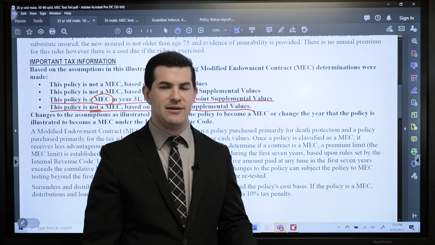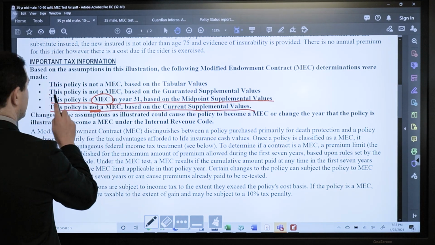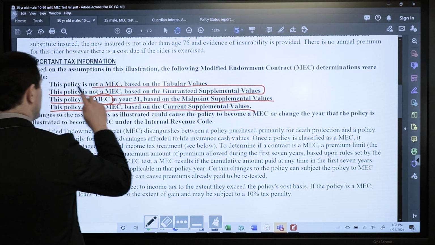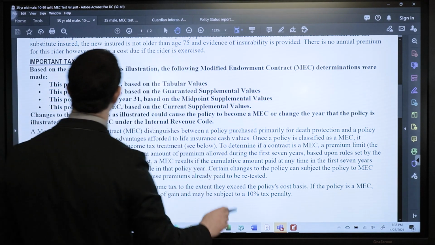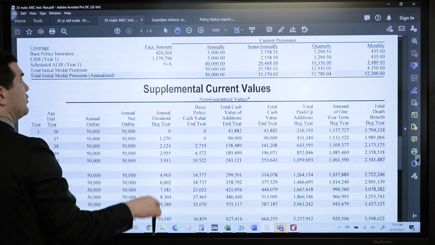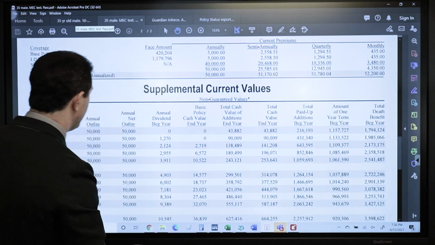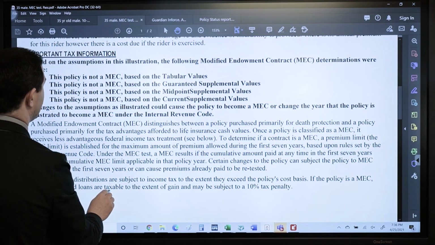So is it likely? Not really, but it could happen. Based on the guarantees, no it doesn't. That's because the term rider blew up early. This was not a great example. However, let's go to the second example, which looked almost identical in terms of cash value. What do we got? Look at this.